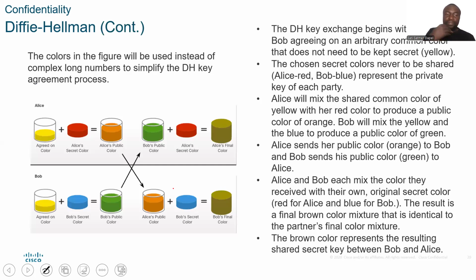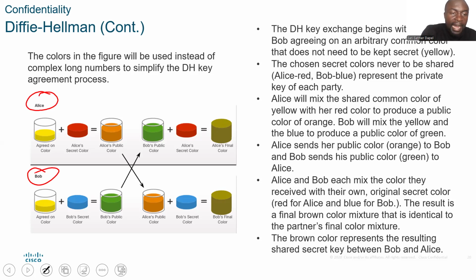So this is how the Diffie-Hellman works. The colors in the figure will be used instead of the complex long numbers to simplify the Diffie-Hellman key agreement. So this is, for instance, Alice. This is Bob. Now look at what is done here. Our target is for us to understand how the exchange works.